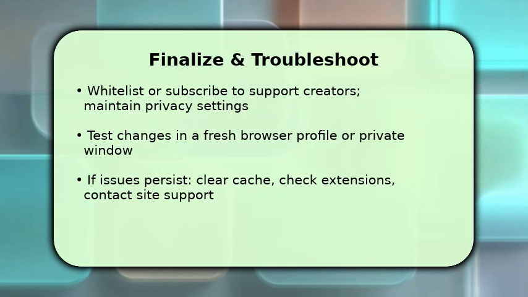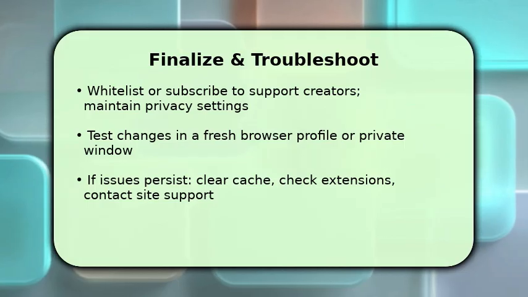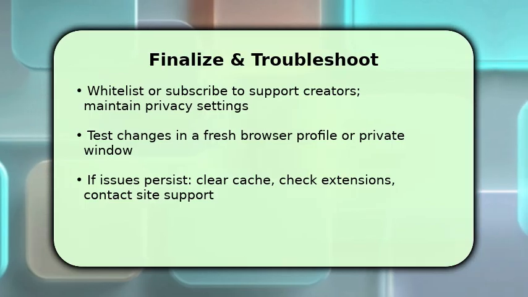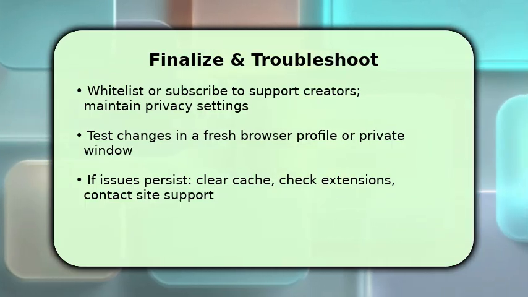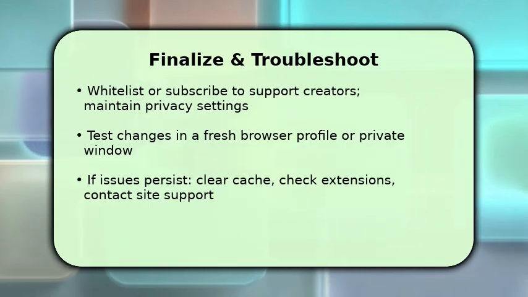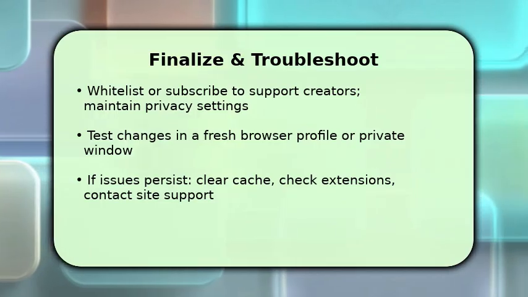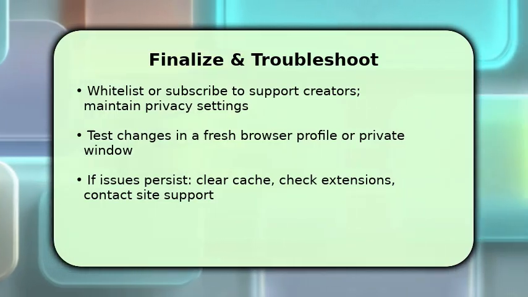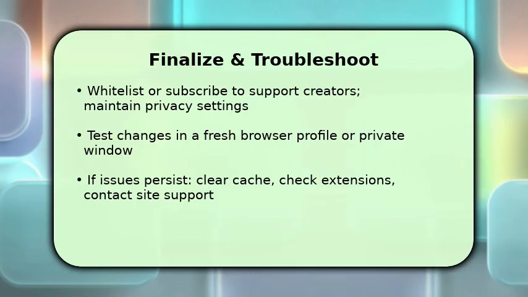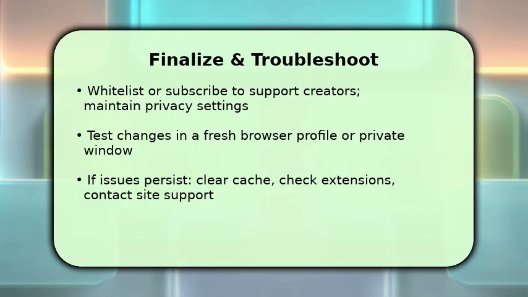You are now completing the process by choosing a final approach and verifying it. If you decide to whitelist, add only trusted sites. If you subscribe, confirm payment and test content access in a private window. Once done, review privacy settings to balance tracking and usability. If something goes wrong, clear cache, disable other extensions one at a time, and retry. Make sure to contact the site for help before attempting evasive measures. That troubleshooting tip often resolves access problems without harm.